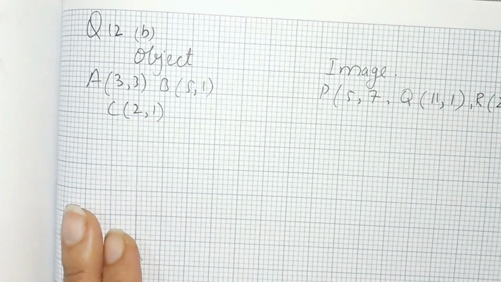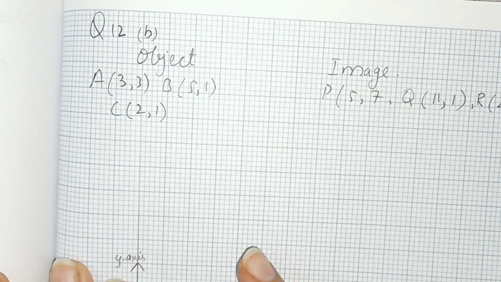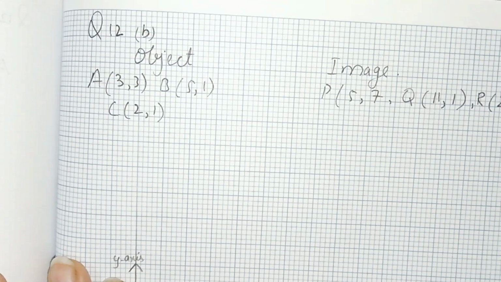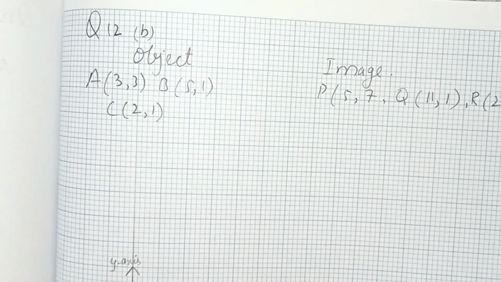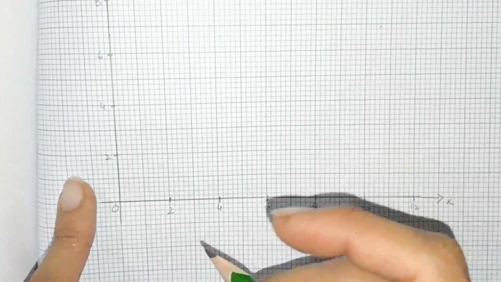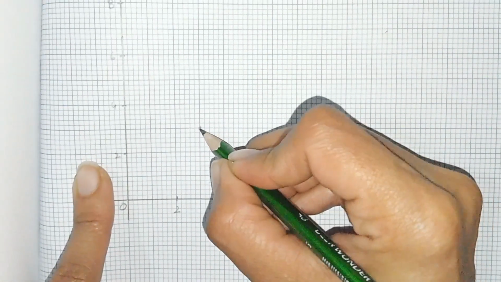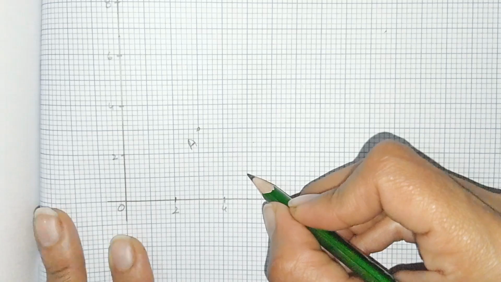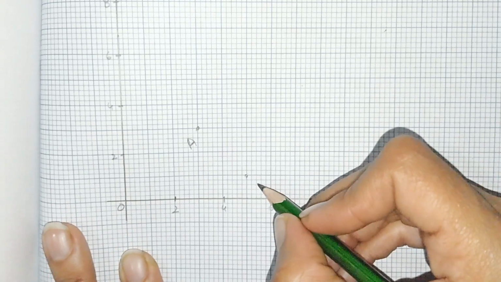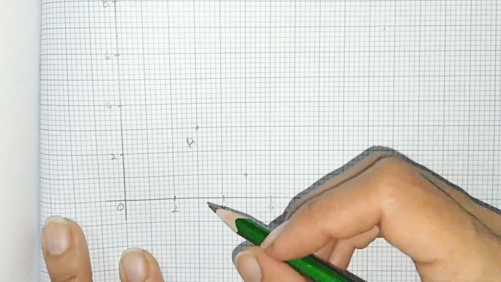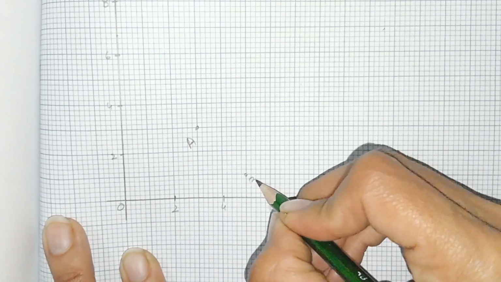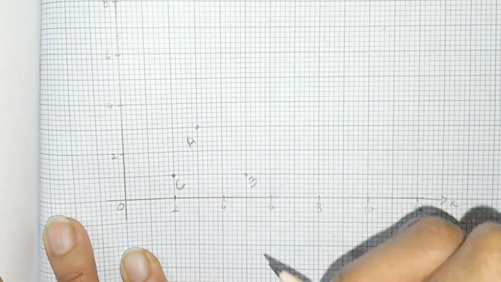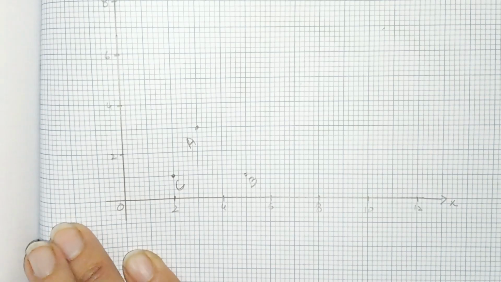Now students, part B. This is the object ABC, image PQR. A is (3, 3). B is (5, 1), and C is (2, 1). Along the y-axis it is 1. Now this is a triangle. Now we have to join these points.